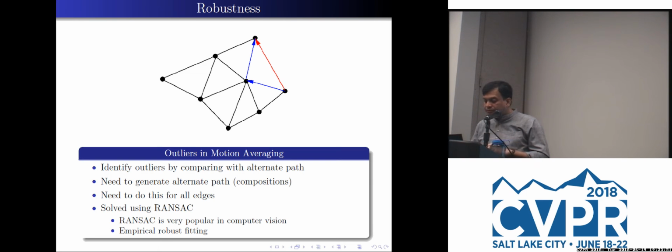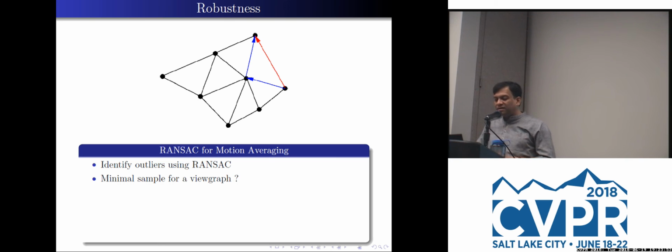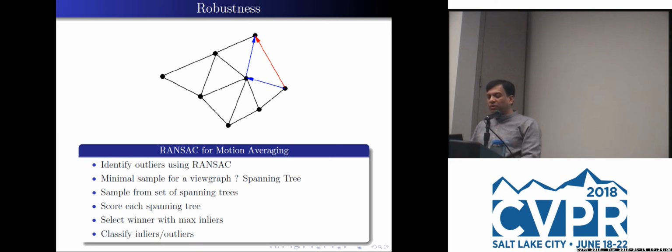Except that in our case, the minimal solution would be a spanning tree. Remember, because we need to have a single connected component that allows us to traverse the graph, right? So the minimal solution would be a spanning tree. And so you can run this. You can sort of run many spanning trees on the data.